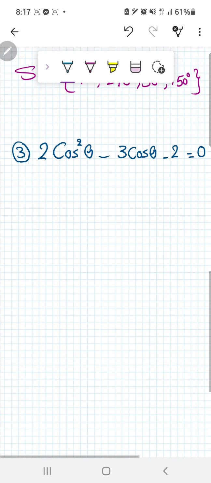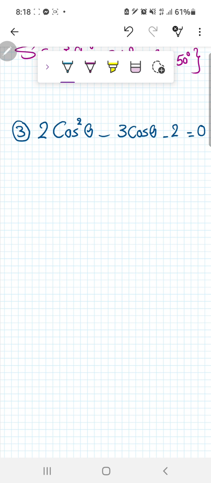Number 2: 2 cosine squared theta minus 3 cosine theta minus 2 equals 0. Here we have a trinomial, and we have two ways: factorization, or using your calculator. If we use factorization, open two brackets, equals 0. Here 2 cosine theta, it means here cosine theta times 2 cosine theta.